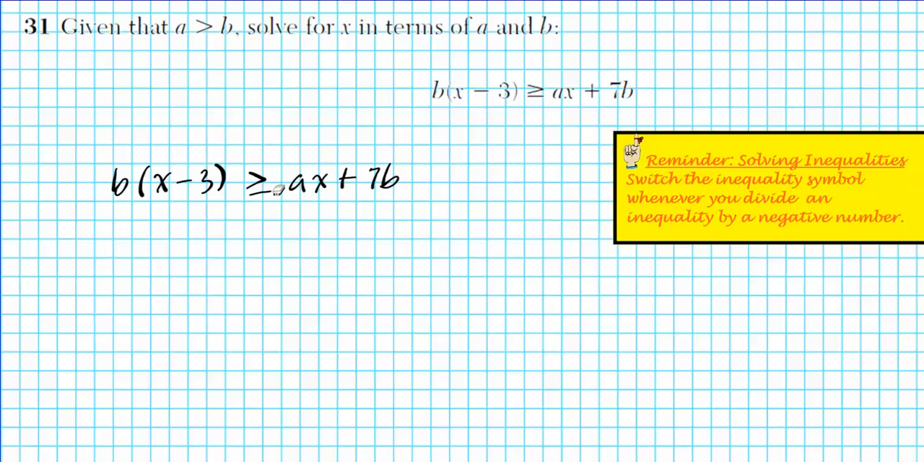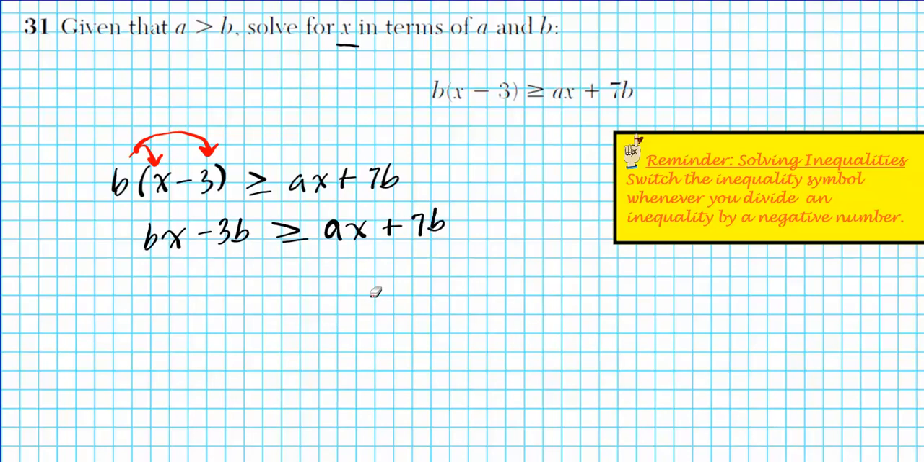All right, so the goal here is to solve for x, so we want to get x by itself. What we'll notice is that x is all over the place, so we want to collect all the terms with x's. This x is grouped with this 3, and b is being multiplied by them. So in order to isolate it, we have to distribute this b to both terms here, so we can have them separated. Bx minus 3b is greater than or equal to ax plus 7b.